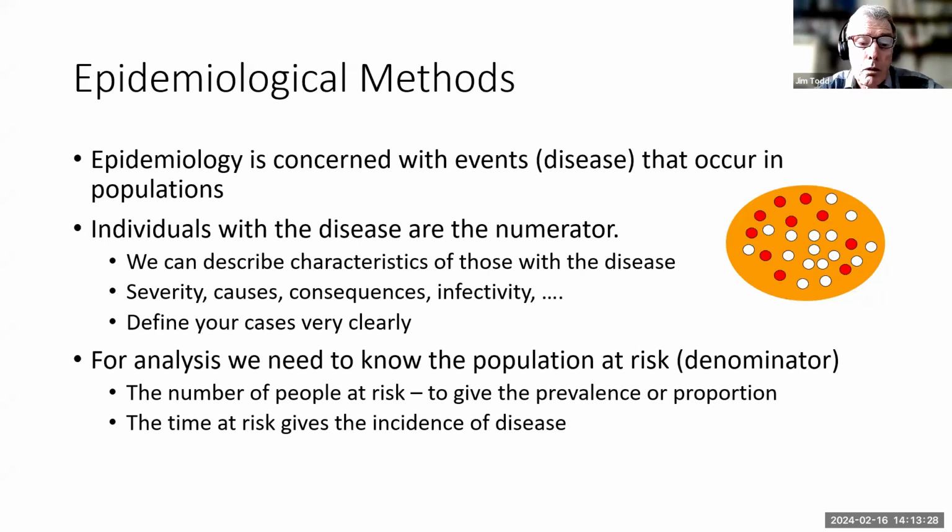The next part of that is, for any analysis, going on from description to the analysis, the population at risk will need to be described here. That is what I would call the denominator. The people who are at risk of this disease. We want to know how many people are at risk and to give the prevalence or the proportion of people who are with these conditions. But we might also want to know how long people have been living at risk with the disease before they actually get the disease. And that will give rise to what I call the incidence of disease here.